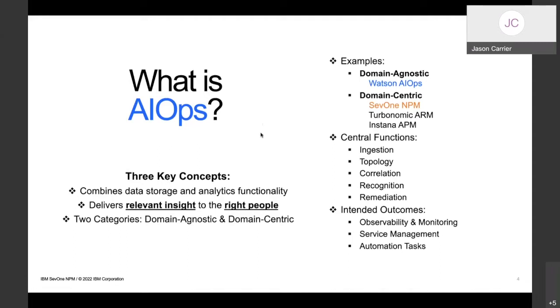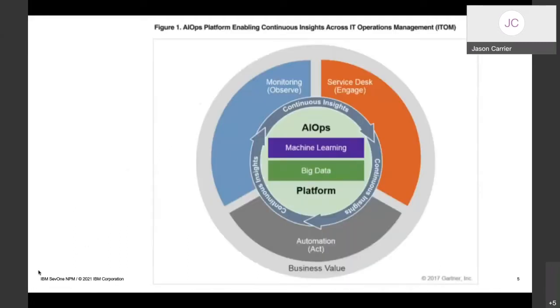And that's enough on that slide. We can move forward. I have two different perspectives here. This is a Gartner perspective on what a general AIOps platform looks like, kind of an architecture diagram. You can see we're observing a thing, and we're providing continuous insights into a service desk. The service desk piece is then providing insights into the automation piece, which is then providing insights back into the monitoring. This is a Gartner perspective from 2017 on what a domain agnostic AIOps platform would look like.